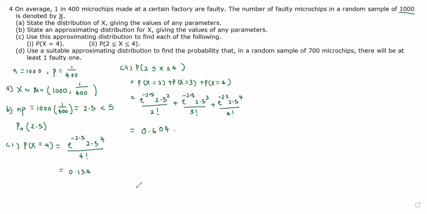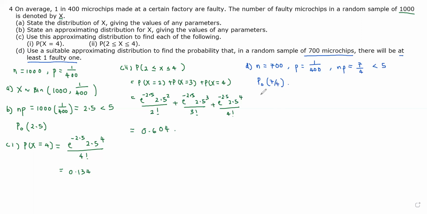Part D, use an approximating distribution to find the probability that in a random sample of 700 microchips, there will be at least 1 faulty microchip. For part D here, n is 700, but p is still 1 out of 400. Computing np, we have a value of 7 over 4, which is still less than 5. The approximating distribution is still a Poisson distribution where lambda is 7 over 4.